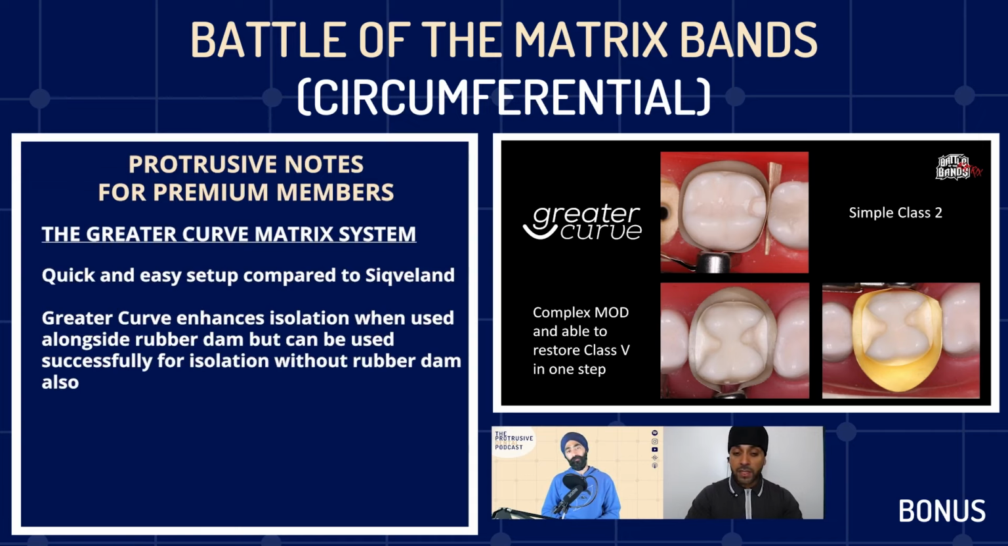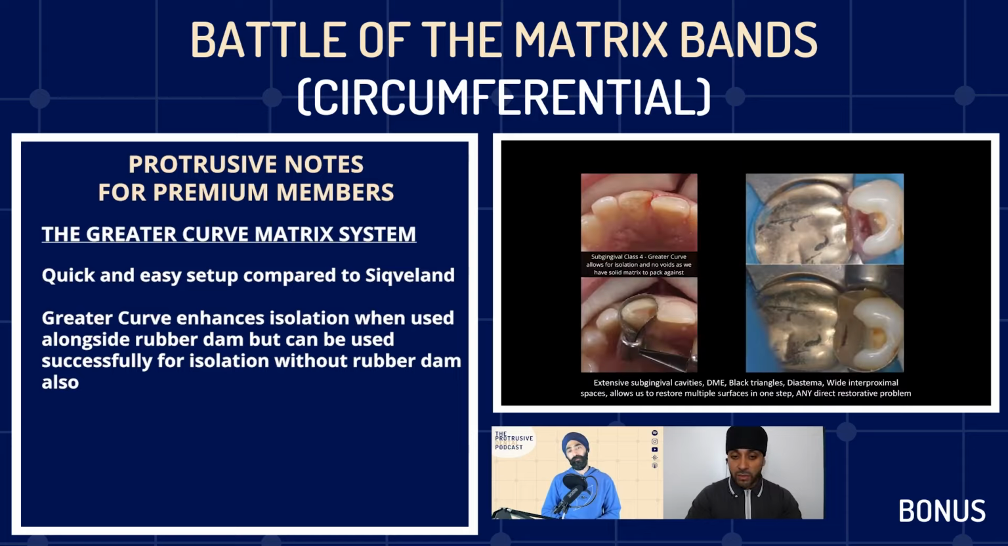It provides enhanced isolation when using alongside rubber dam, but also by itself in those extreme cases where rubber dam, clamp, ring and wedges would prevent access and full seating of your usual matrix. In those really subgingival situations, it's really hard to use conventional setups. But greater curve allows us, in tandem with something like a split dam, to get isolation and still do the work we need to do.